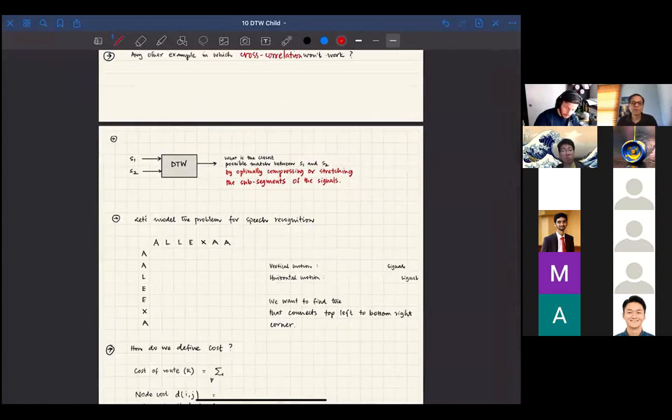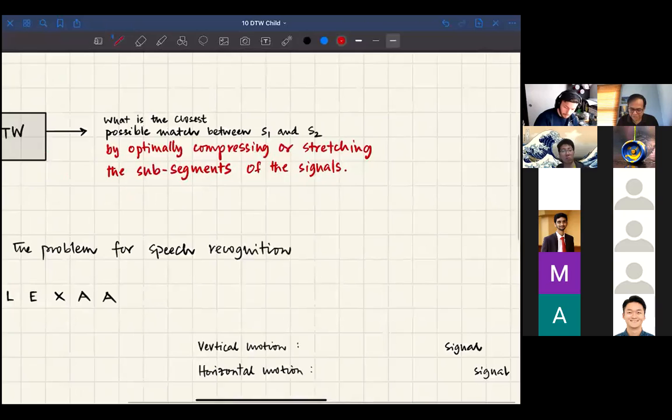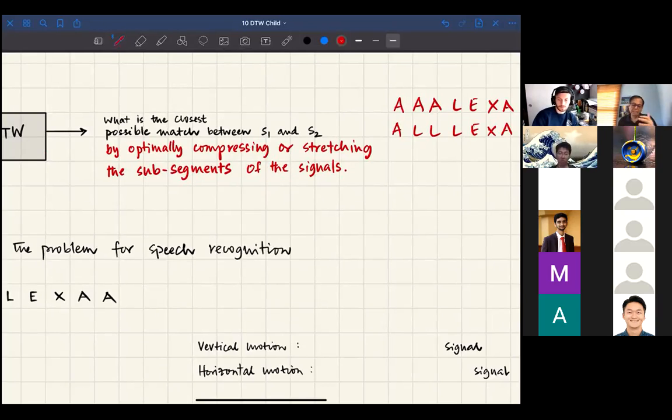Okay. What does that mean? That means when I have Alexa, and when I have Alexa, I'm going to say, look, given these two time series data, I can see that the correlation doesn't work well.